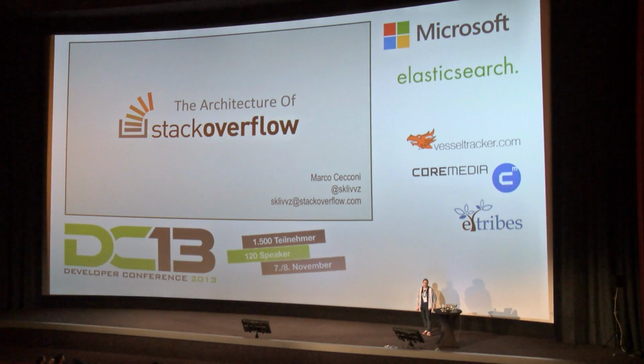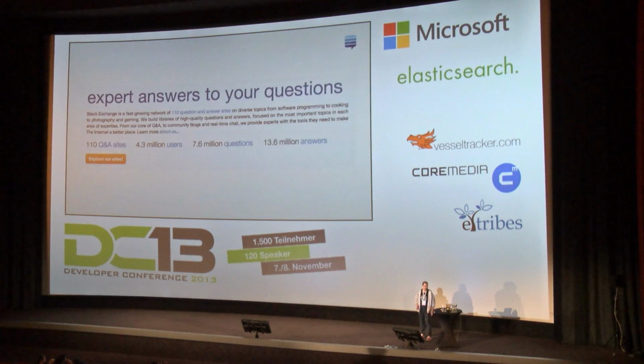OK, let me summarize what it is, because when you do an architecture, the first thing you need to always think about is what kind of problem you're solving, right? So here's what we do. We are a network of sites, 110 sites at the moment. They're growing at a rate of maybe 3 or 4 a month. 4 million users, 8 million questions, and 40 million answers.